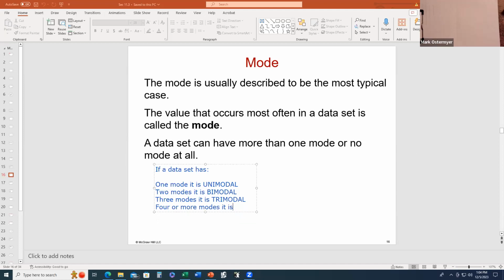Now, if it has four or more modes, then we just call it, in general, multimodal. So it is possible for a data set to have more than one mode. All right, let's go down and see if we can actually find the mode of a data set.